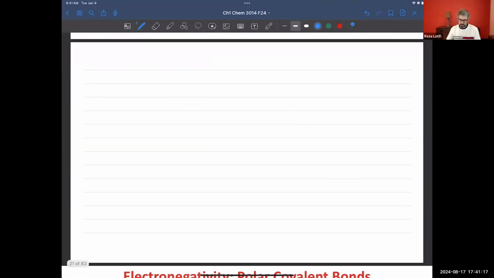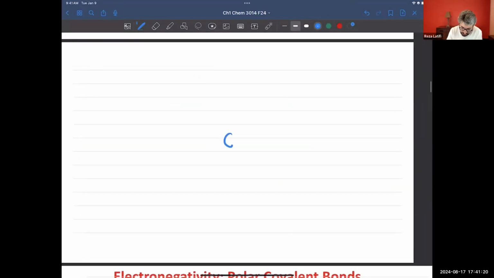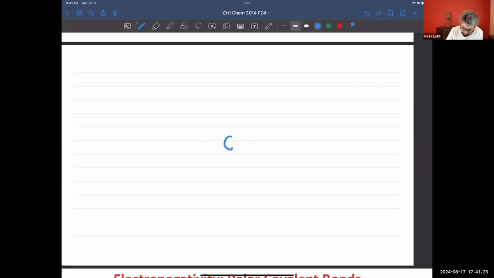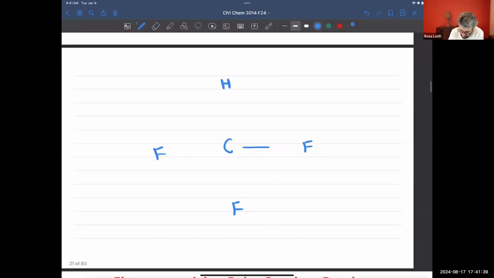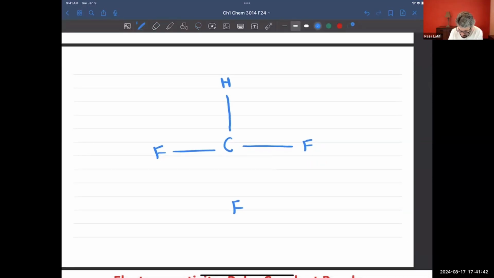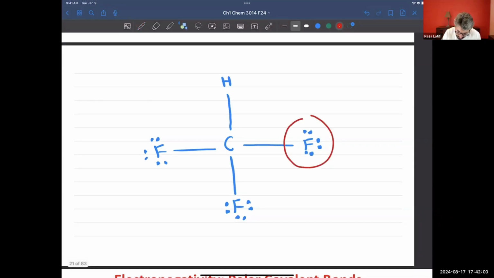So another method for finding the formal charge. Remember, we had carbon and 3 fluorines. I'm going to connect them. Each fluorine had 3 lone pairs. What you need to do is draw a circle around each element.